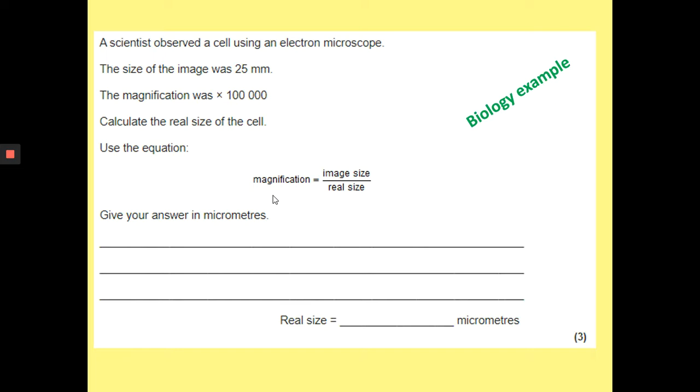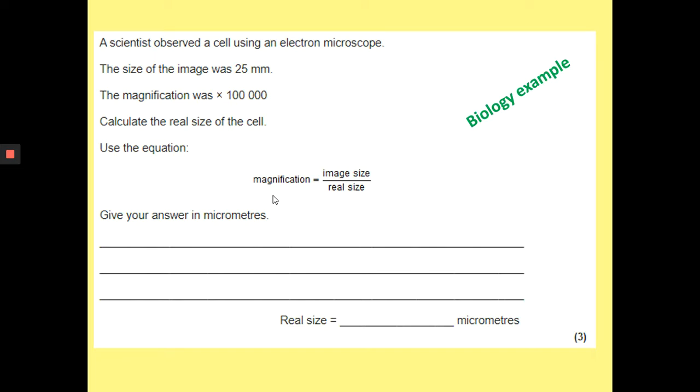So just to finish off with, I wanted to just show you what this might look like in an exam. I'm not going to ask you to do this question, I'm just going to talk you through it to give you an example of how it might look. So here's a biology example. A scientist observed a cell using an electron microscope, and the size of the image was 25 millimeters. They've given a magnification of 100,000 times, and they're asking you to calculate the real size of the cell.